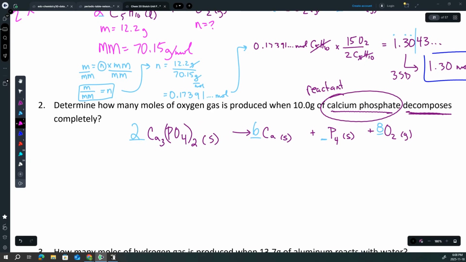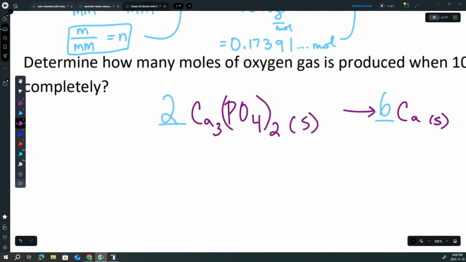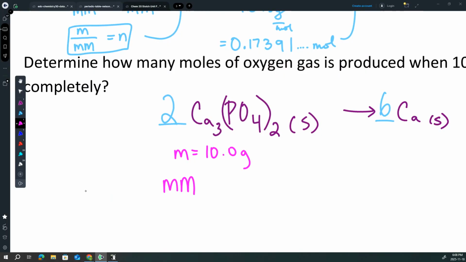Now let's organize our information. So we got 10 grams of calcium phosphate, so mass 10 grams. Let's figure out our molar mass. Okay, so again, break it up into each element, figure out how many atoms of each element there are, and then multiply how many atoms of each element in this compound by its molar mass. And once you have the molar mass total for each element, you just add them all up for your compound. Okay, so you can pause the video, figure that out.